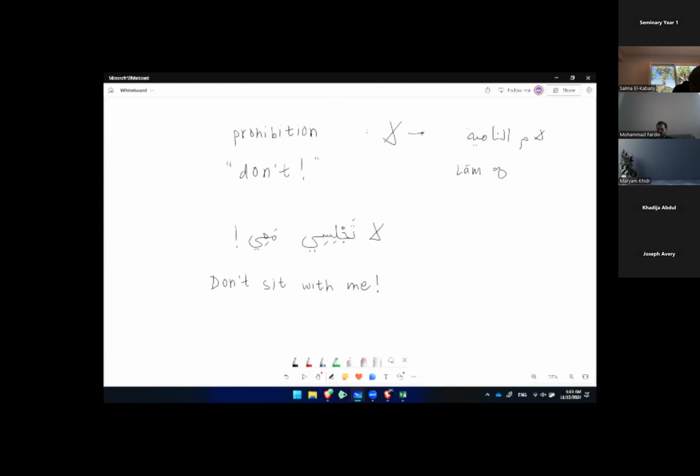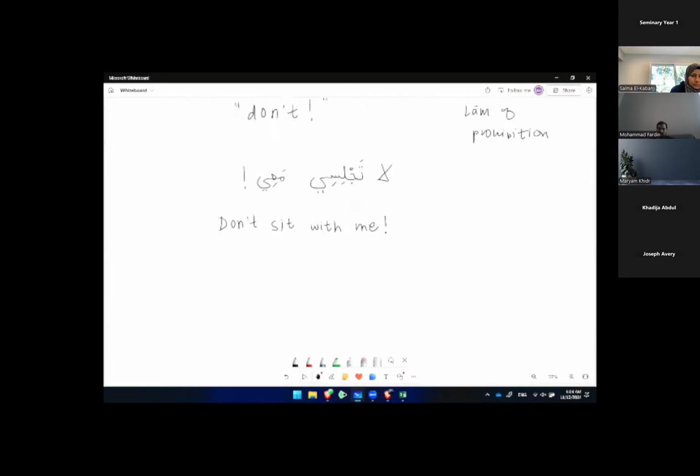Lam of prohibition. What Isa just described is lam an-nafiya, which is lam of negation. Lam of negation has zero impact on i'rab. It does not make the following mudari' verb into any other state. It stays marfu'. Whereas lam an-nahiya, prohibition, will make something majzoom.